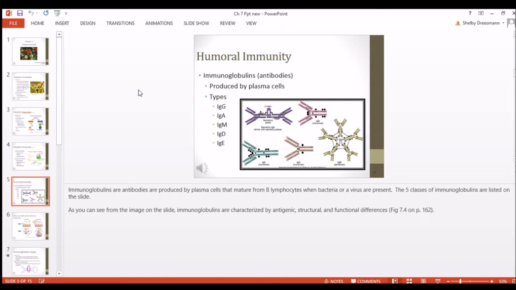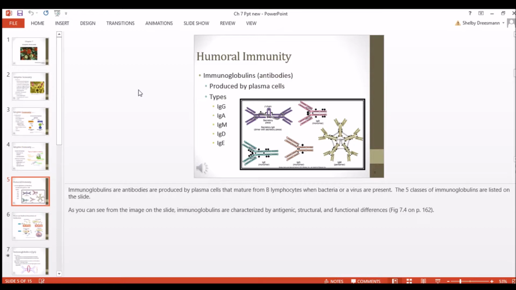Now we have humoral immunity, and humoral immunity deals with antibodies. They are produced by plasma cells. Do not write B cells. B lymphocytes differentiate and create plasma cells, and the plasma cells are what produce the antibodies, not the B lymphocytes. Make sure to be aware of that on the test.